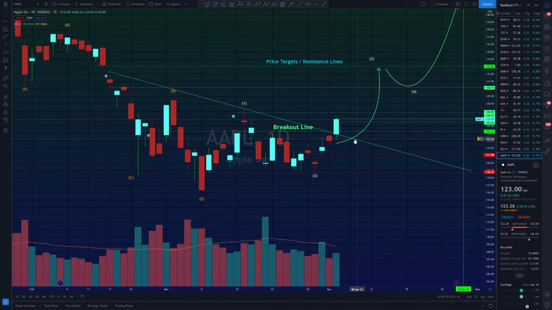I am currently in Apple, full disclosure, and I think Apple's going to be good. It broke this downtrend that I was looking at, and has an inverted head and shoulders. Everything tells me this is at least going back to 133.